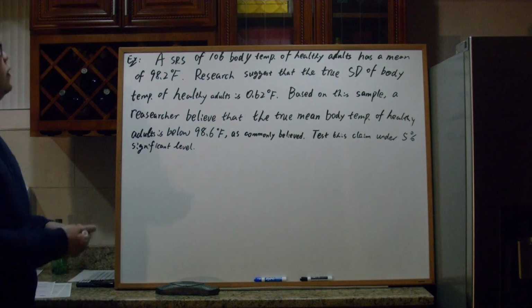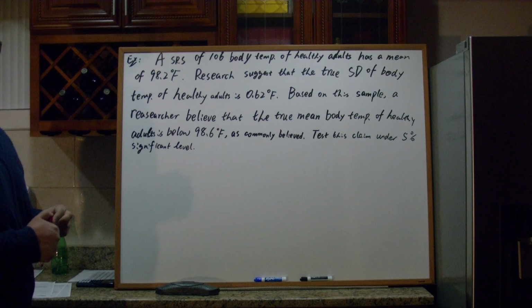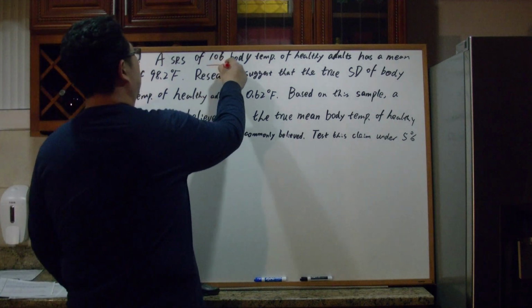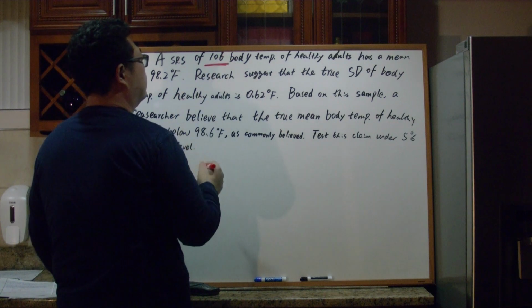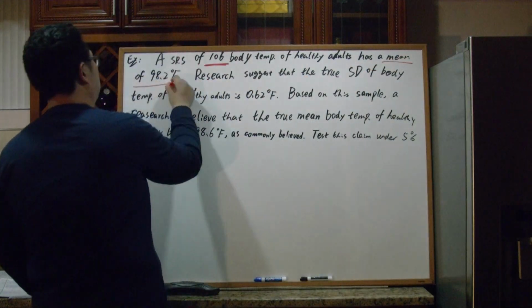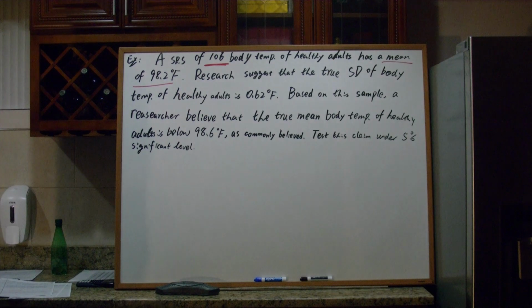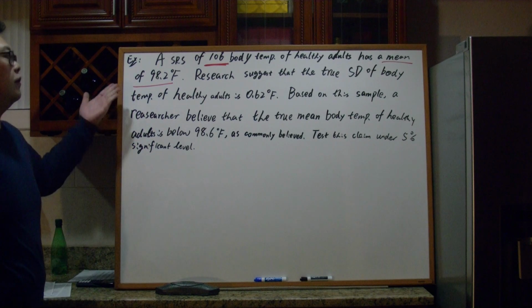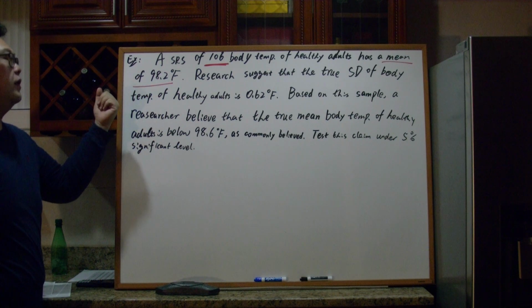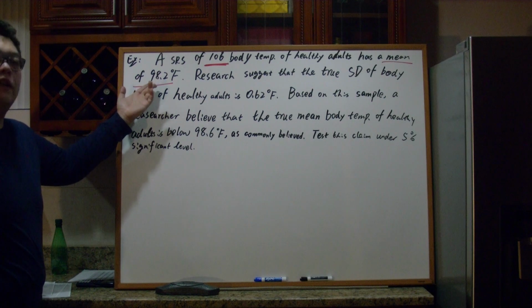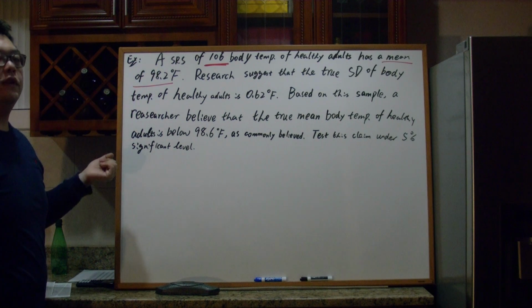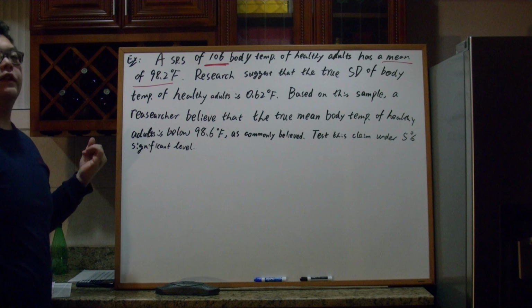What we need to do is test this claim under a 5% significance level. A couple of things are being shown. We have a simple random sample of 106 healthy adults' body temperature, and the mean is 98.2 degrees Fahrenheit. This tells us the group of 106 healthy adults has a mean body temperature of 98.2 degrees Fahrenheit. So specifically, this mean is the mean from this sample of 106 people, which is called the sample mean.